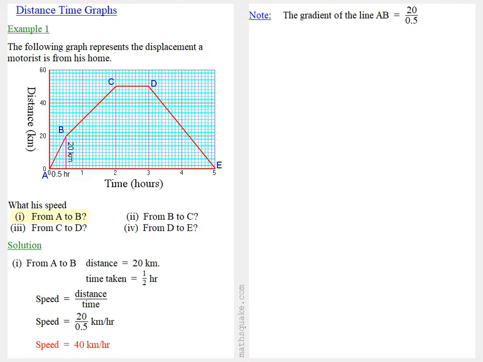Now we notice the gradient of the line AB is also 20 over a half. It's the height over the base of the triangle and also works out to be 40.